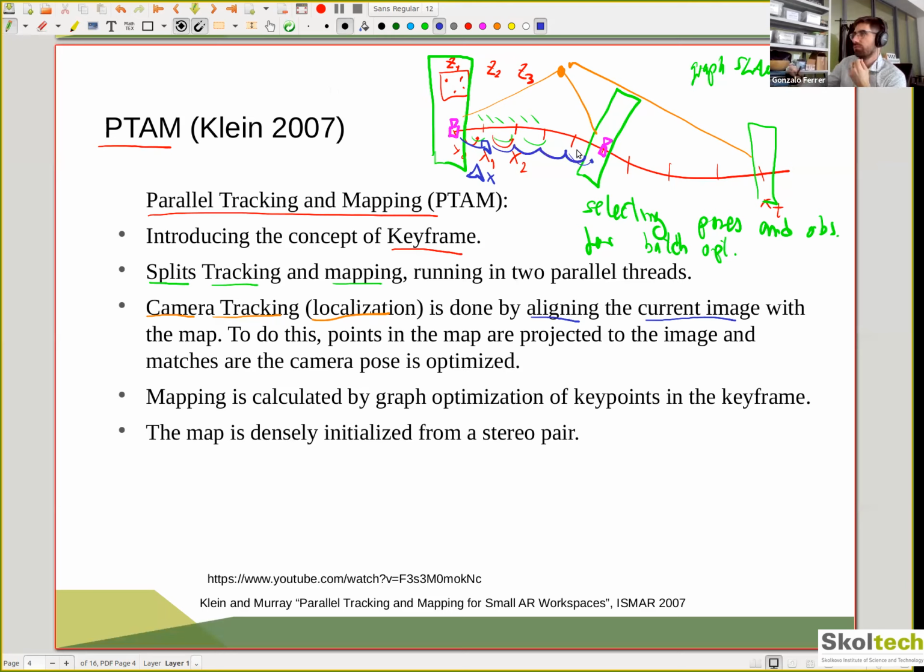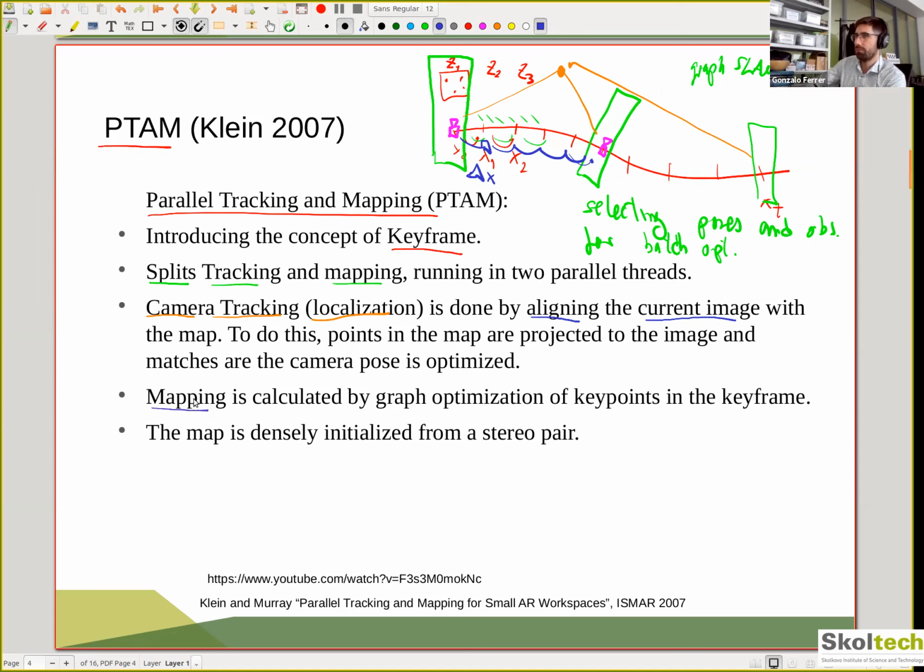You do this for some time. And then the question is, at some point, you are going to be observing a different enough image such that you want to add a new keyframe, right? And that's what they were saying. Okay, so after some time or after some amount of overlapping, there are several heuristics, it doesn't really matter here, because the important thing is that you divide the problem, right? So now it's mapping and it's also tracking, right? The two things coexist together.